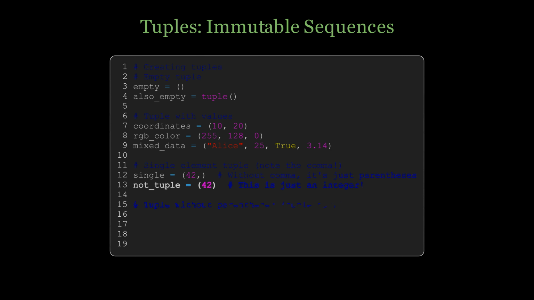Let's dive deep into tuples. They're ordered collections that cannot be changed after creation. This immutability makes them perfect for data that should remain constant. Tuples can be created with parentheses or just comma-separated values. For single-element tuples, the comma is crucial. Without it, Python sees just parentheses around a value. Tuple unpacking allows elegant multiple assignment.